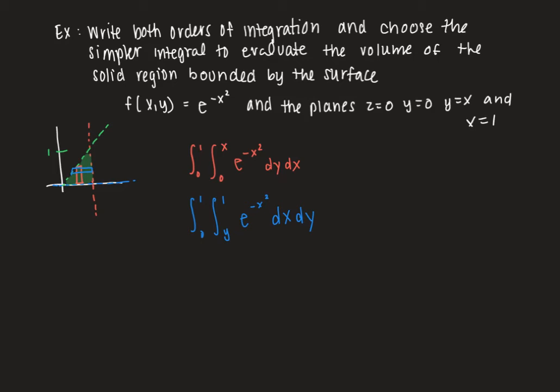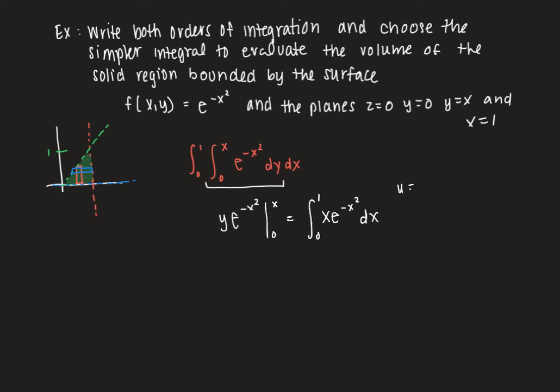So now let's evaluate this integral. I'm going to erase the blue one because that one's more complicated, and just do the red integral. So let's do the inside part first with respect to y. That means e to the negative x squared is a constant in this integral. So I end up with y e to the negative x squared from 0 to x. And so that ends up being x e to the negative x squared minus 0. And now I'm going to take the integral of that from 0 to 1.